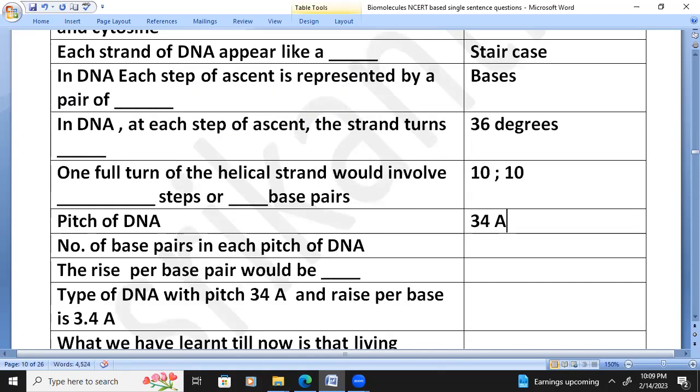Number of base pairs in each pitch of DNA, 10. The rise per base pair would be 3.4 angstroms. Type of DNA with pitch 34 angstrom and rise per base 3.4 angstrom is B-DNA.